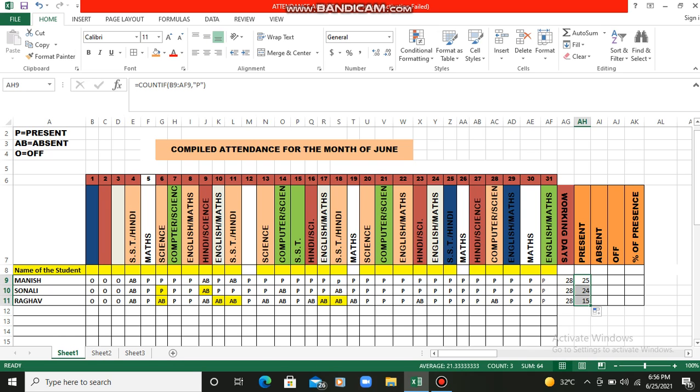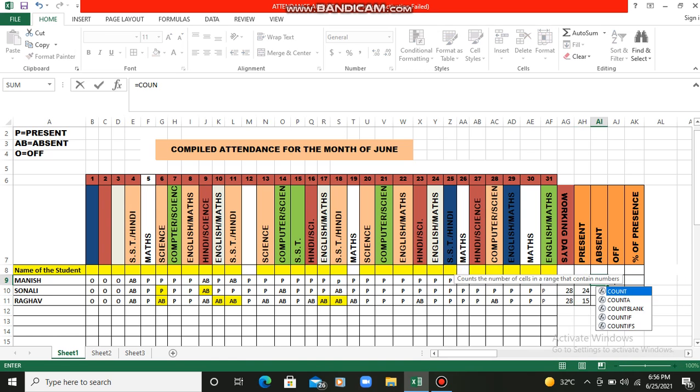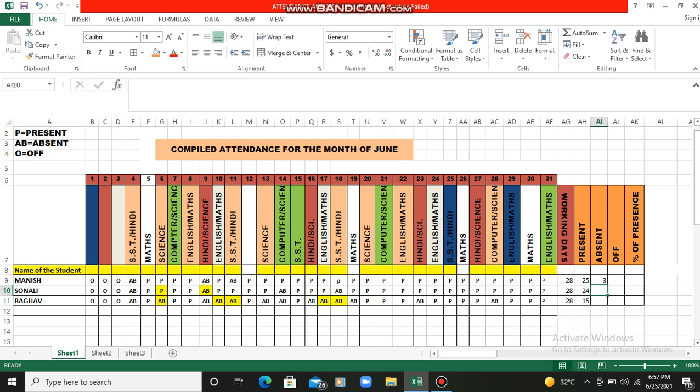Similarly, we will calculate absent. Again we will use equals COUNTIF, and then again we will pass the range, selecting the range like this for the first student, then comma, then within the double quotes I will write AB, then double quotes close, then bracket close. So 3 days of absent, as you can see. The student was absent only for 3 days, the second was absent for 4 days, and the third student was absent for 13 days.